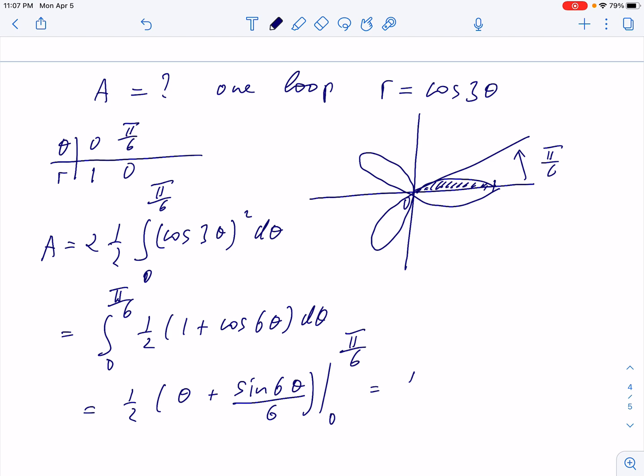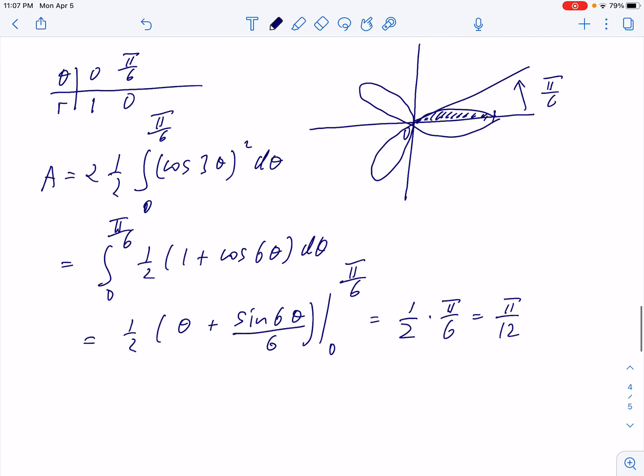This is now 1/2 times pi over 6. When you put pi over 6 in the place of theta, you get sine of pi, which is 0. And it's 0 on the other end. There is nothing else. That's all. So that's pi over 12. One loop. If you multiply by 3, all bounded area will be 3 times this. So this will be pi over 4.